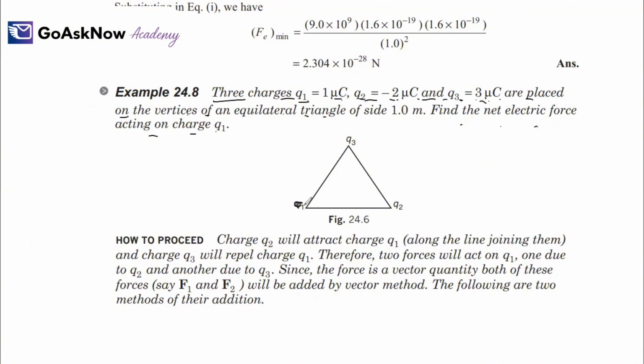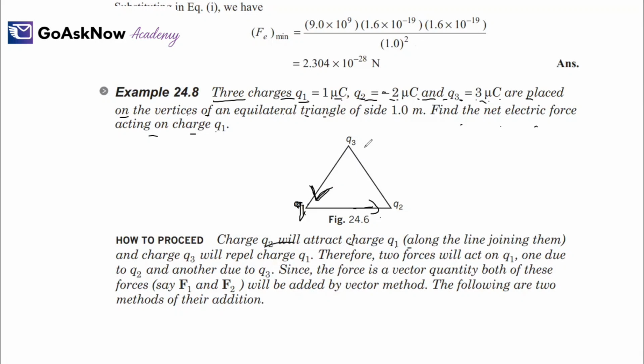Which charges will exert force on Q1? That will be Q2 and Q3. Charge Q2 will attract charge Q1 because Q2 is negative and Q1 is positive, so it will attract it along the line joining them. And Q3 will repel Q1, because Q3 is a positive charge, and the force will act in this outward direction. So let's find out the vector addition of these forces.